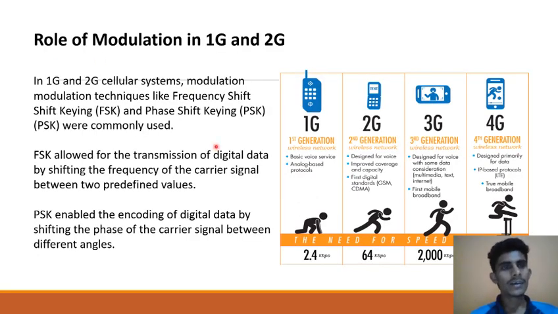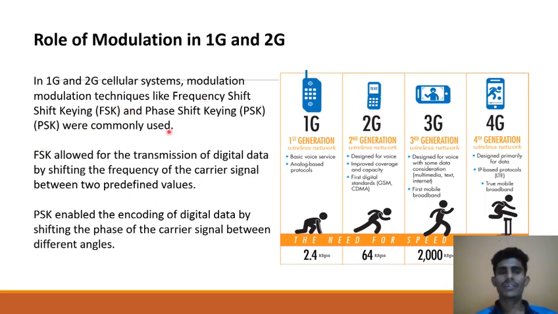And next, the roles of modulation in 1G and 2G. Here 1G is the first generation and 2G is the second generation. 1G has less network capacity and speed for cell phones compared to 2G. In 1G and 2G cellular systems, modulation techniques like frequency shift keying and phase shift keying were commonly used.